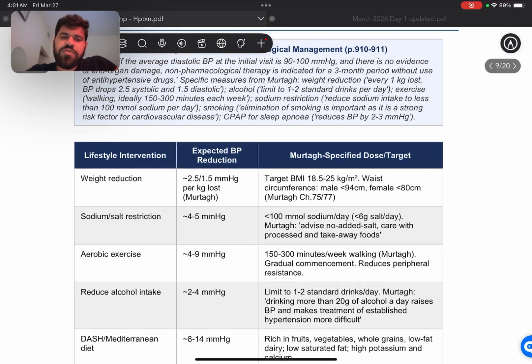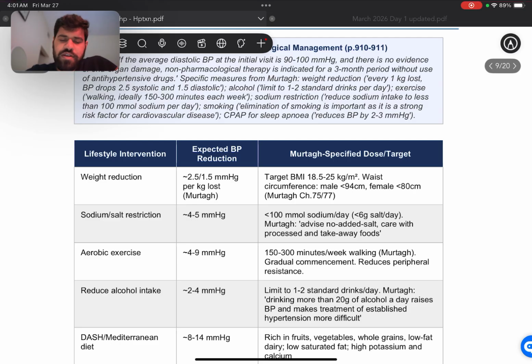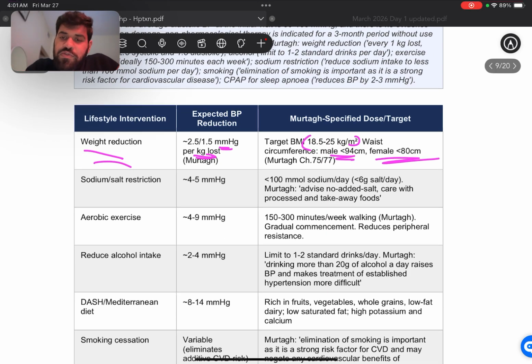Then lifestyle management. All of the diseases will obviously have some lifestyle management. For hypertension, the first one is going to be weight reduction. About 2.5 to 1.5 mmHg per kg lost. The target BMI is 18.5 to 25, and waist circumference for males is less than 94 and for females less than 80. They could ask you to calculate BMI in the exam, and then go from there to decide what different interventions you'll have to place on the patient.